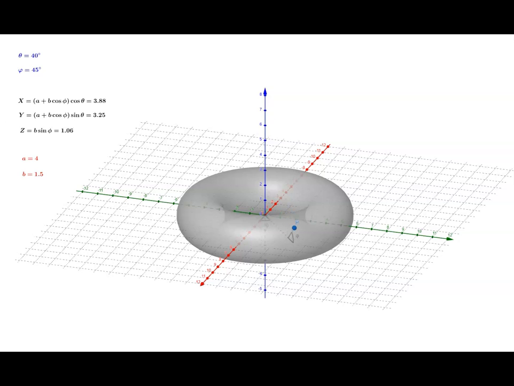Okay, so now we're in a position to display the coordinate lines. So if we change theta, it moves along this coordinate line. If we change phi, it moves along this coordinate line.